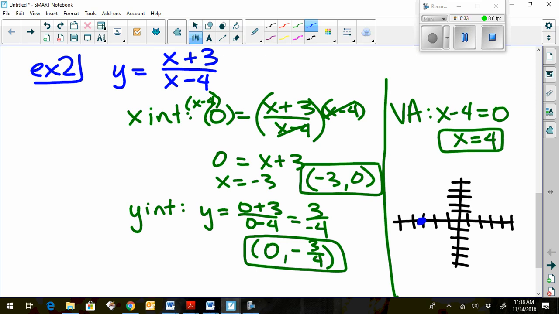So I have -3, 0, that's my x-intercept. I have 0 and -3 fourths, which is going to be just above -1. And then I have the line x equals 4, which I'm going to draw as a dashed line. And we know that that's vertical, so we're going to draw that on the side. So there's more to this picture, but these are the first 3 parts of it. So even if you just have that little sketch there, that'll be really helpful as we keep going into more challenging questions.